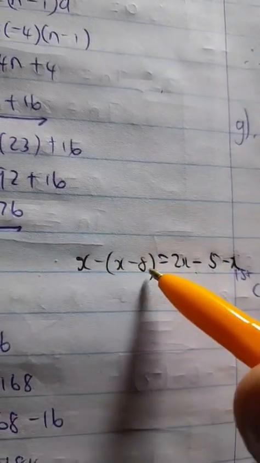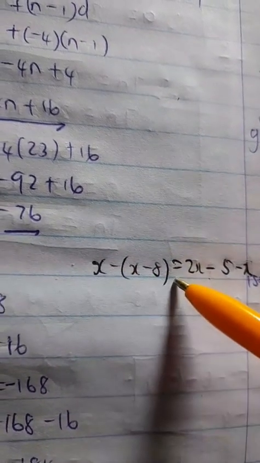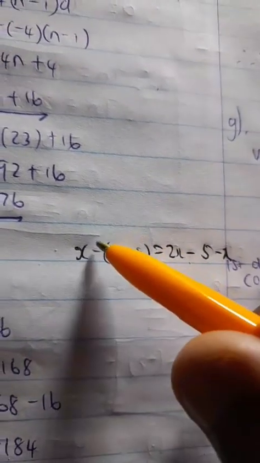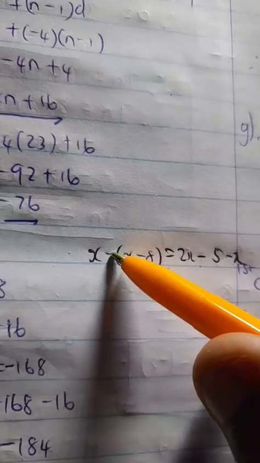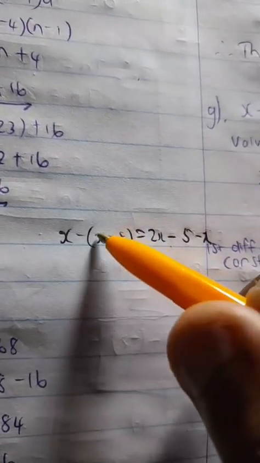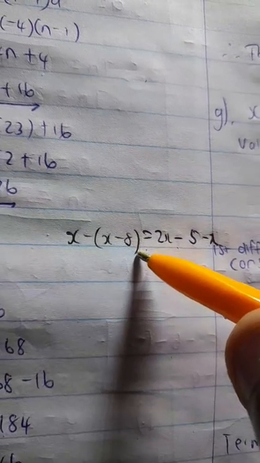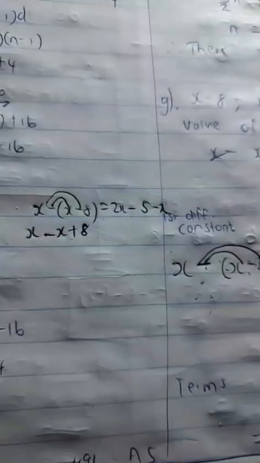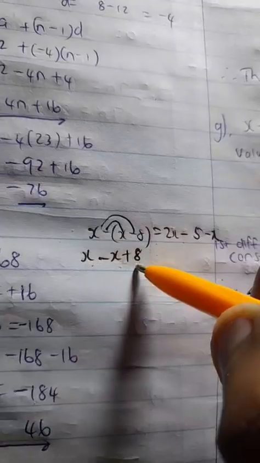But the reason why we put brackets around this x minus 8, it's a term, but it's a binomial. So if there's a binomial preceded by a negative sign, please guys put brackets, because when you don't, this becomes a totally different expression, which will lead you to a totally different answer. So I advise that, and in fact all textbooks advise it. You put brackets, which will lead you to x minus x plus 8 on the left. On the right you get 2x minus 5 minus x.